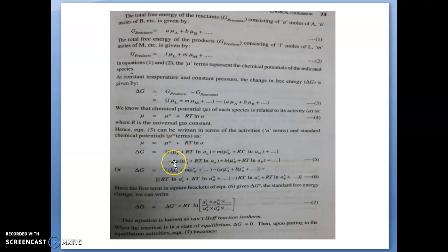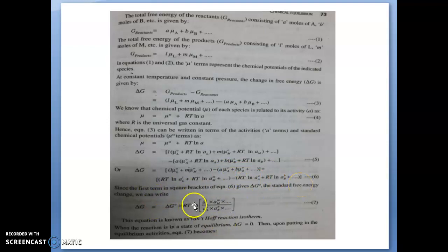So delta G will be equal to L into mu 0 plus RT ln A_L, and likewise we elaborate the equation. At last we can see the common term RT ln A is taken in one place, and the terms L into mu 0 plus mu are in another place. So we can rewrite the equation as the whole bracket into L mu_L plus etc. minus A mu_A minus etc., into the whole bracket, RT ln A, likewise this.